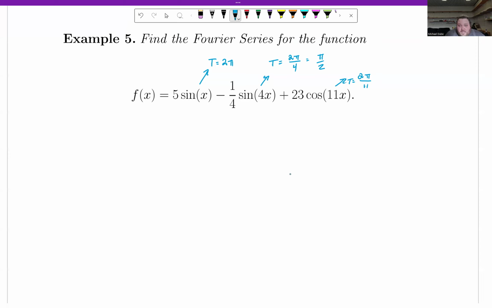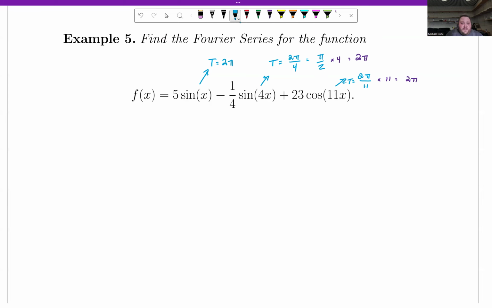Well, if we multiply this by 4, then we get 2 pi. And so remember, any positive integer times a period is itself a period. So that means this sine function also has a period of 2 pi. Perfect. And if we multiply this by 11, then we get 2 pi again. Okay, good. So all 3 of these individual functions have a period of 2 pi.